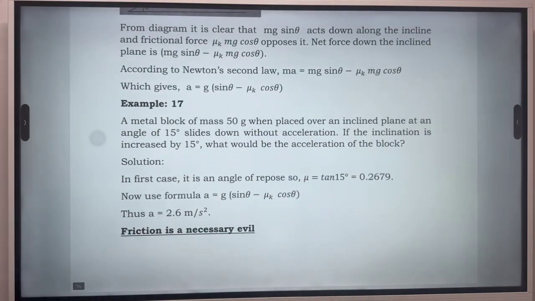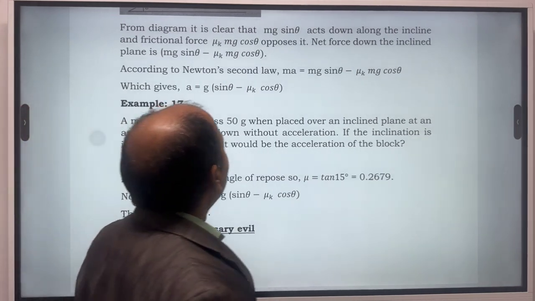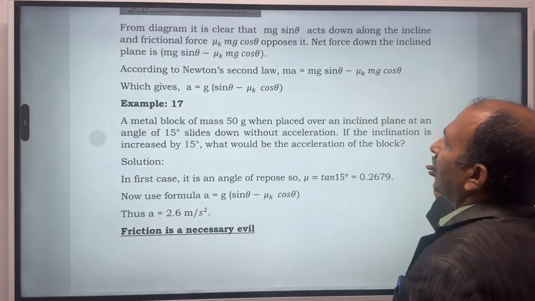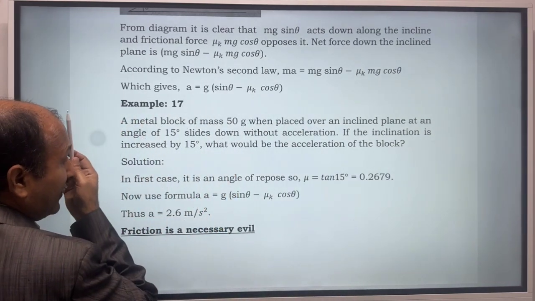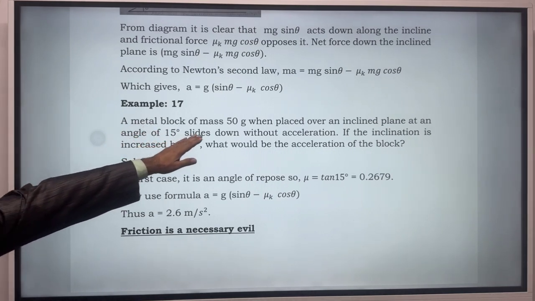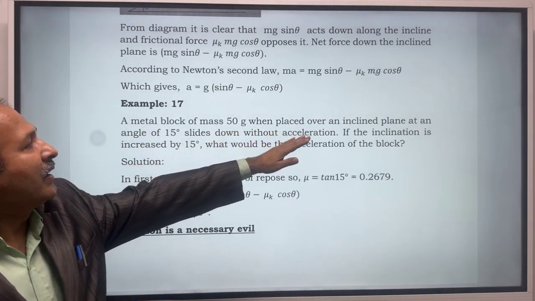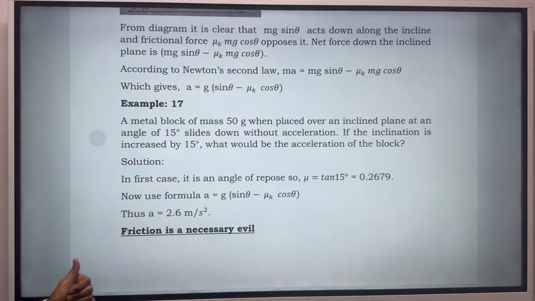Here you have a question: a metal block of mass 50 gram when placed over an inclined plane at an angle of 15 degrees slides down without acceleration. If the inclination is increased by 15 degrees, what would be the acceleration of the block? So the initial situation is given: a metal block when placed over an inclined plane at an angle of 15 degrees slides down without acceleration. So in the first case it is an angle of repose.